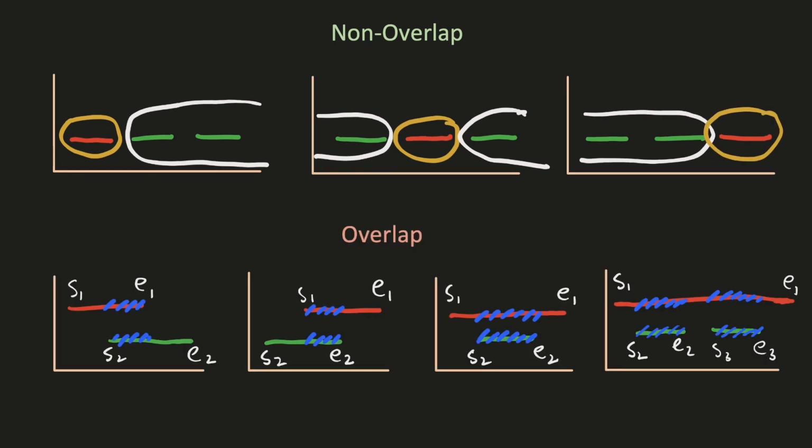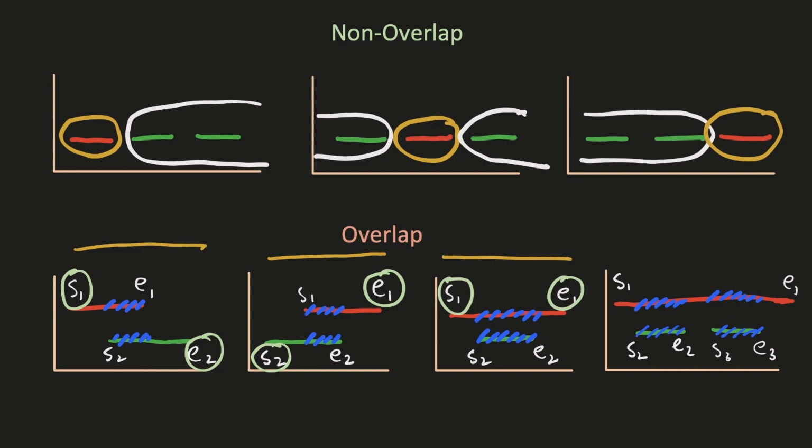Now let's see the case when there's an overlap between the new interval and one of the existing intervals. In the first scenario, we see that there's an overlap and we have to merge these two intervals to form a new interval. This new interval must include both these intervals, so it makes sense to have the start, the minimum of these two starts, and the end to be the maximum of these two ends. Similarly, for our next scenario, we have to merge these two intervals, and the start of the new interval would be the minimum of these two starts, and the end would be the maximum of these two ends.